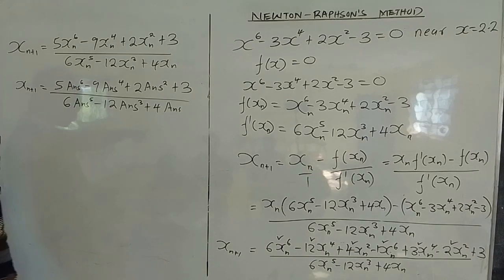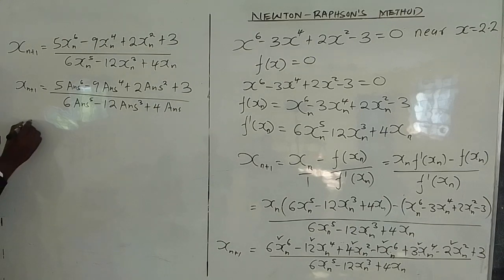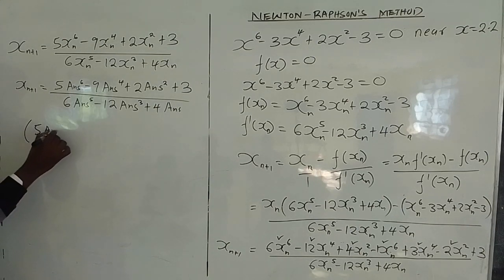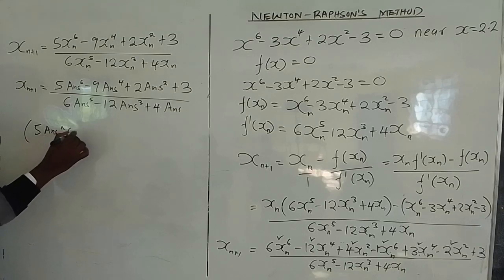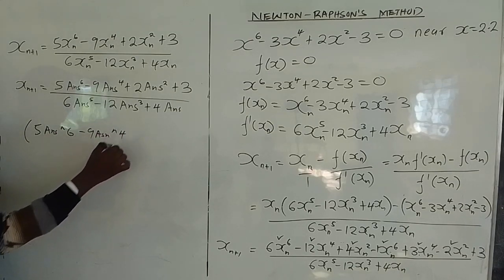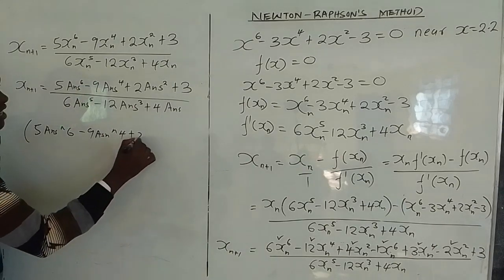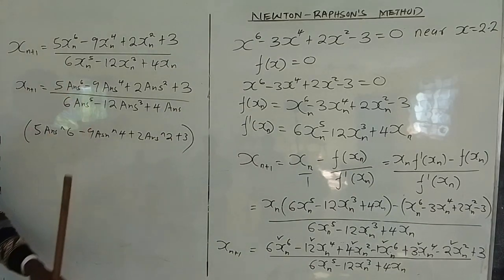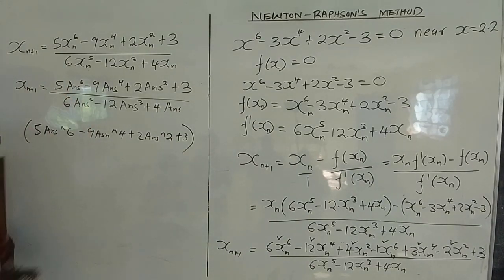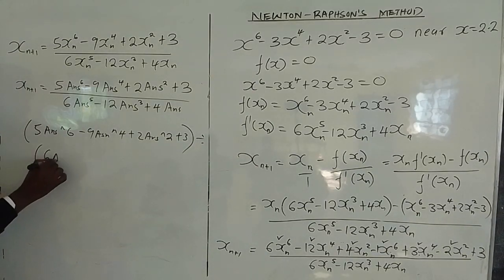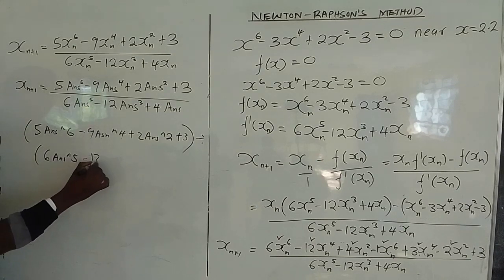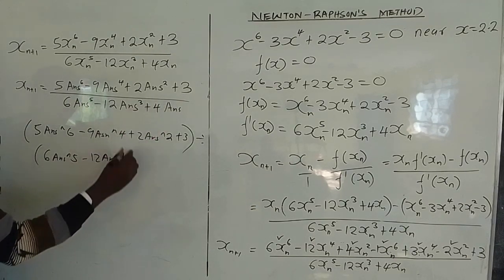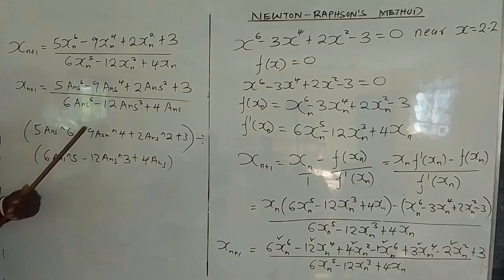Yes, so if you're using that calculator, you know how to put it, isn't it? The numerator, you open the bracket, then inside the bracket you have 5 answer raised to power 6, then minus 9 answer raised to power 4, then plus 2 answer raised to power 2, then plus 3, then you close the bracket for the whole numerator. Are we together? So you fed the numerator, then you put divide by, then you open the bracket of the denominator. Then you start again. 6 answer raised to power 5, minus 12 answer raised to power 3, then plus 4 answer. So you have numerator divided by denominator. Are we together?